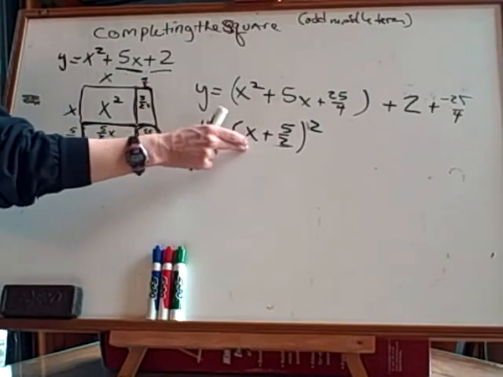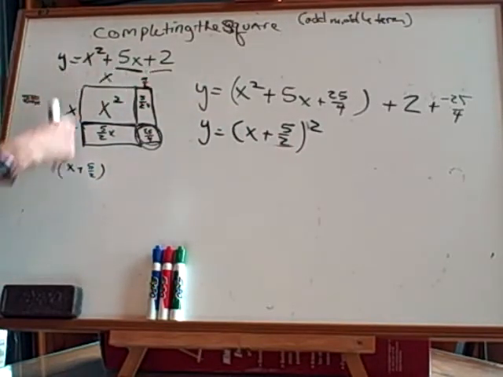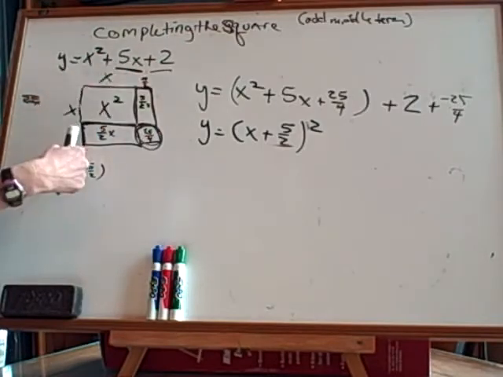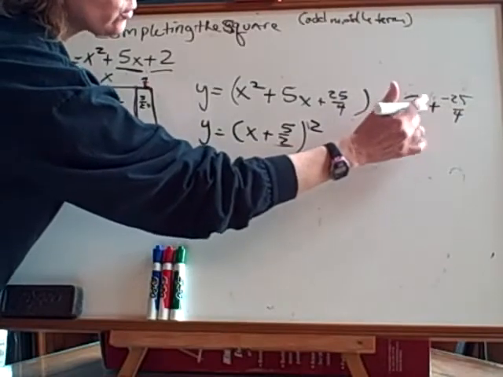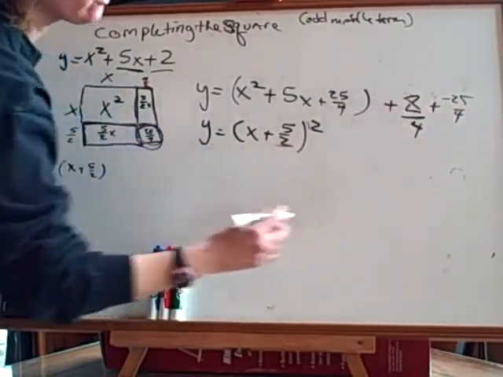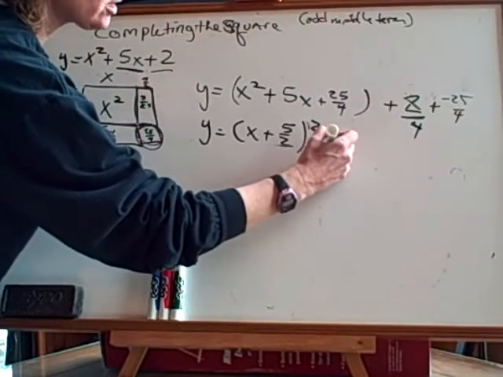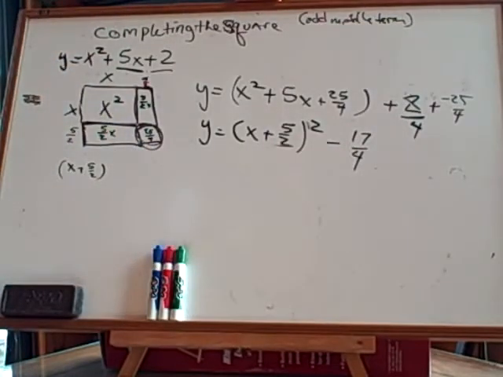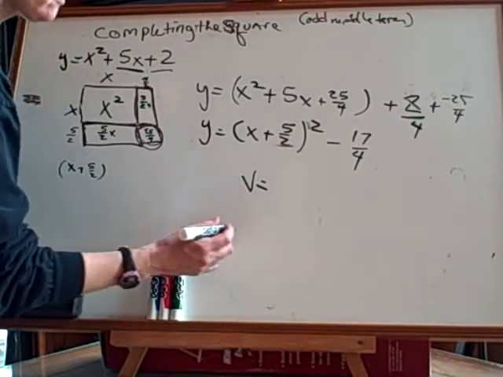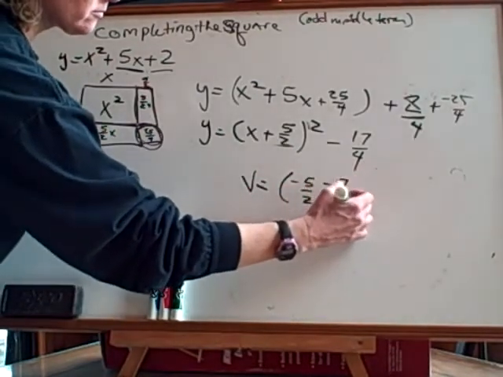Now remember where we get this 5 over 2. It's half of the original term we started with, because when we're making this square, that's the side length of our square. Now if I change this 2 to fourths, what would that be? 8 over 4, yes. 2 is the same thing as 8 over 4. So when I add and subtract those together, what is that? 17 over 4? So minus 17 over 4. What would my vertex be on this one? Negative 5 over 2, comma, negative 17 over 4.